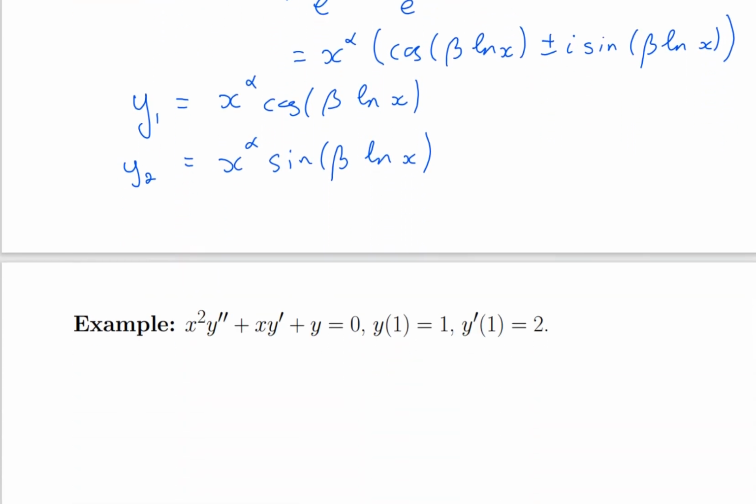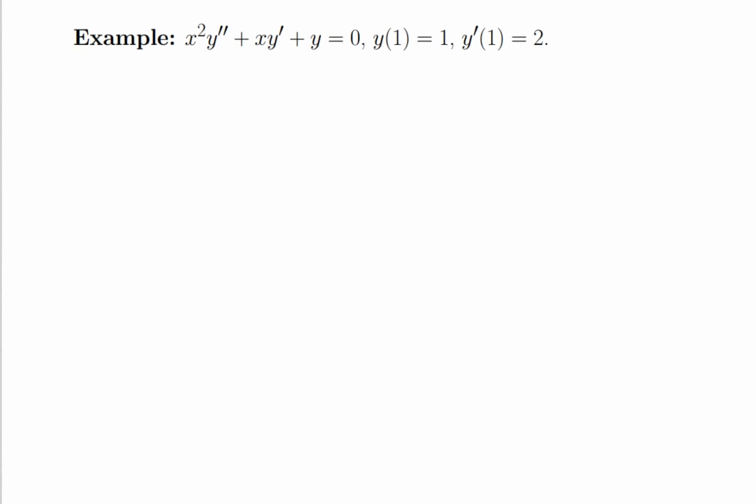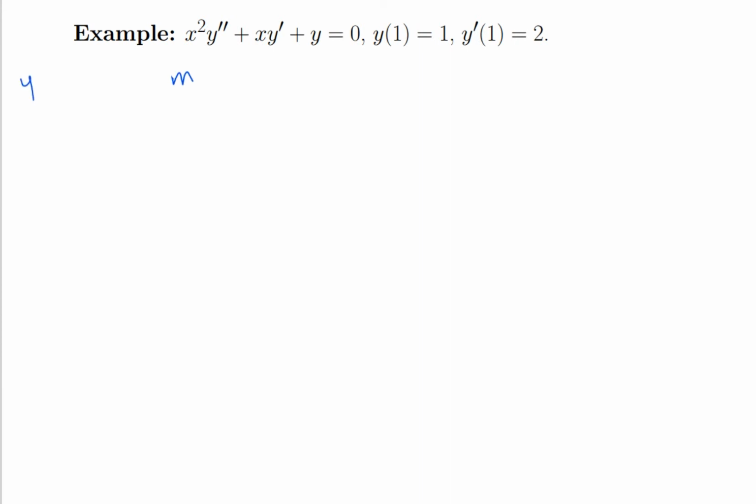Okay, so we know how to solve these equations, and this example will be solving an initial value problem. I'm given the initial value of y and the initial value of y prime. So I first write down the indicial equation, so y is going to be x to the m. The indicial equation is m times m minus 1 plus m plus 1 equals 0. m squared minus m plus m plus 1 equals 0, so it's m squared plus 1 equals 0. m equals plus or minus i.